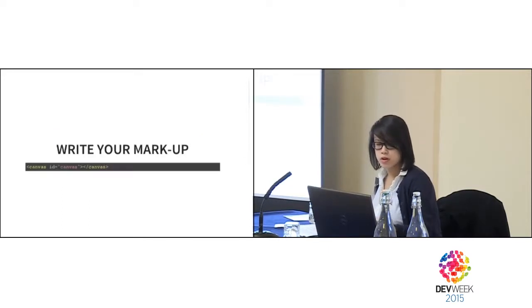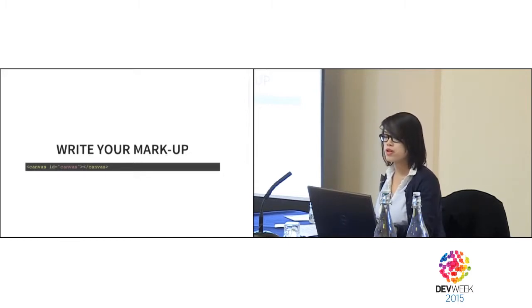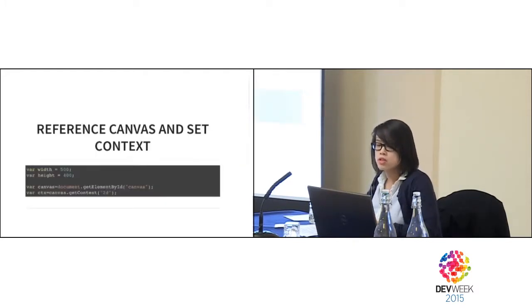So we want to write our markup, pretty easy. Just use the canvas tag and give it an ID. It's probably not best practice to also call it canvas, but for demonstration purposes, I also called it canvas. And so you want to reference your canvas in your code. Here we're setting a width and height that we'll refer to later. We want to reference our canvas, and that is what we're doing in document.getElementById. And then in the last line, we're setting the context.